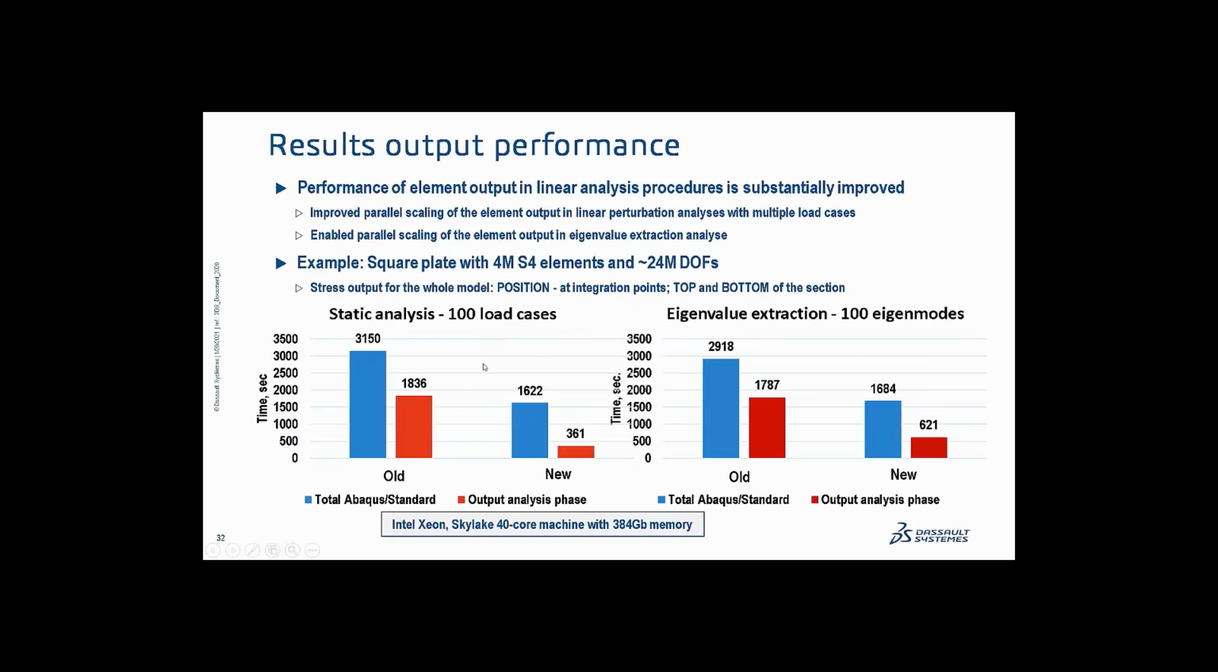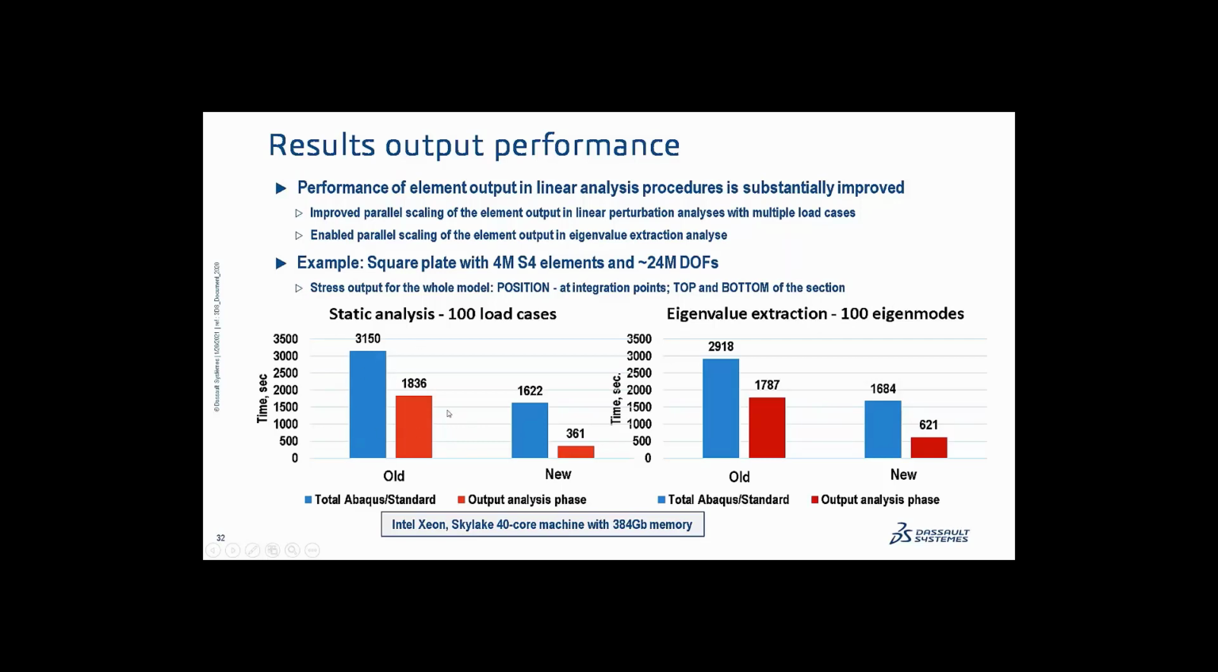The blue bars in this case represent the total time it takes Abaqus Standard to solve a problem. We've got two examples here. One is a linear static with 100 load cases. It's a big model, 24 million degrees of freedom, so fairly sizable. And then another is extraction of 100 eigenmodes from the same 24 million degree of freedom problem.